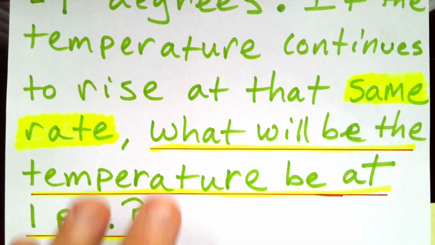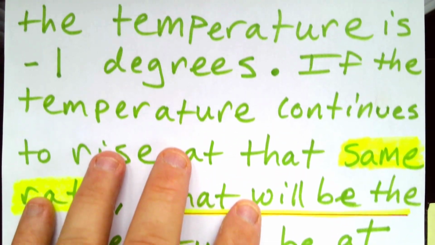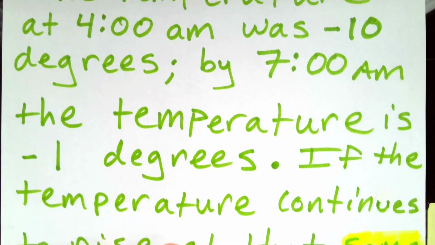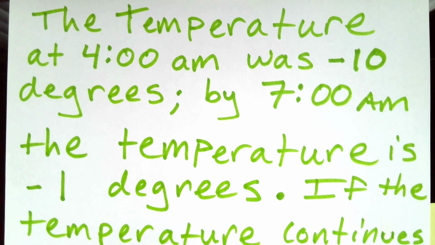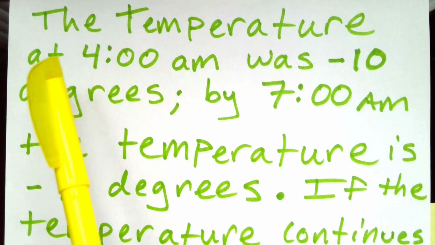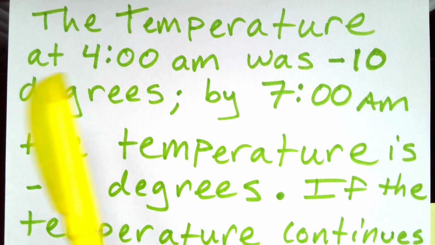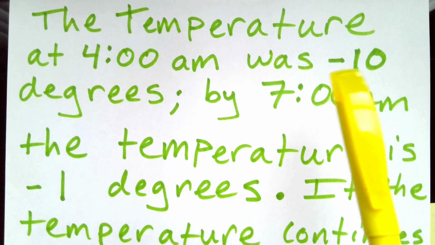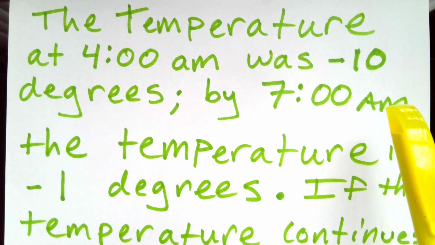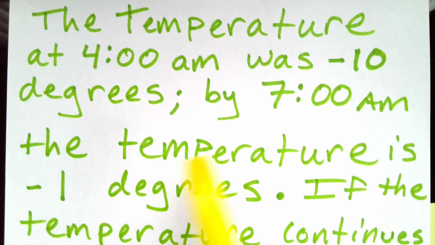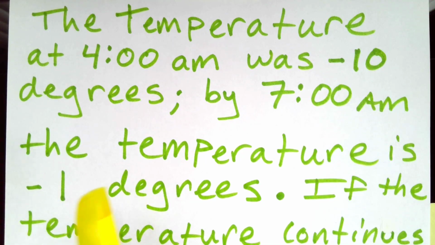Okay, so I'm going to read this through one more time. If I'm going too fast, please stop, pause, rewind the video. It's very important you understand the test question, what they're asking. So this time I read through, try to pick up some key information, and I'll point it out to you as well. The temperature at 4 a.m. was a negative 10 degrees. By 7 a.m., that's 3 hours later, the temperature is a negative 1 degrees.